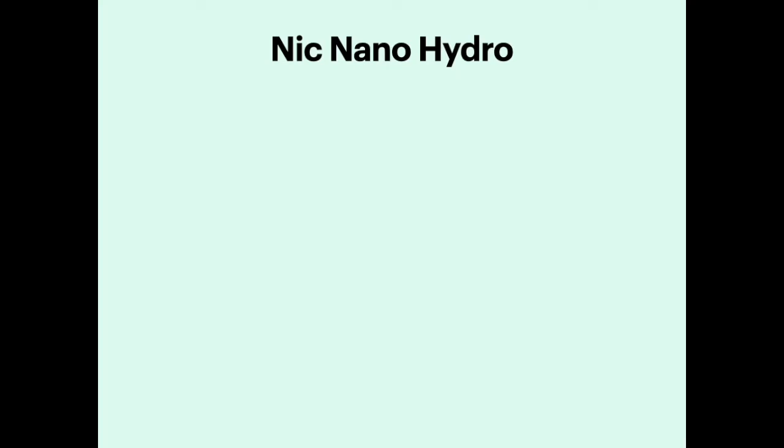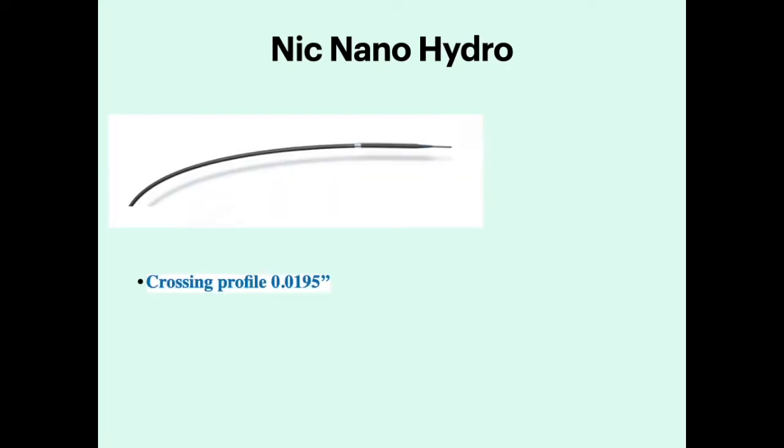And today I'll be talking more about the NIC Nano Hydro, and I'll be providing some real case examples from our practice. So the NIC Nano Hydro has one of the lowest crossing profiles, with a crossing profile of 0.019 inch, which is slightly bigger than the wire you cross. Definitely better than any microcatheter.